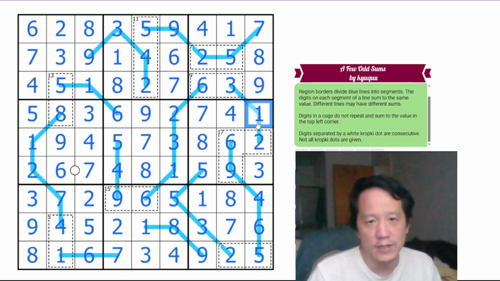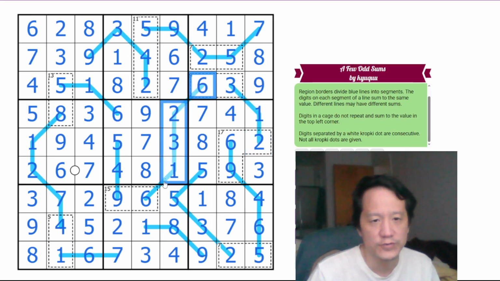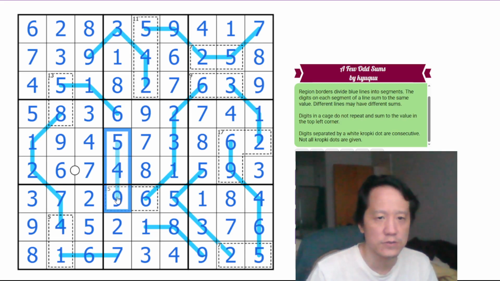Yeah, pretty straightforward use of region sum lines in cages. Obviously, you have certain limitations here, which forced certain patterns that you have to go down.